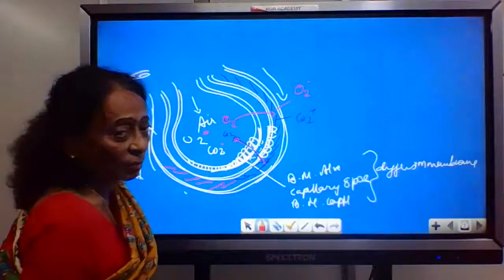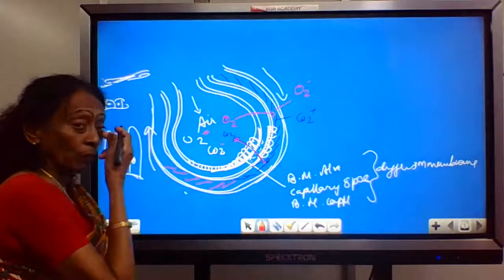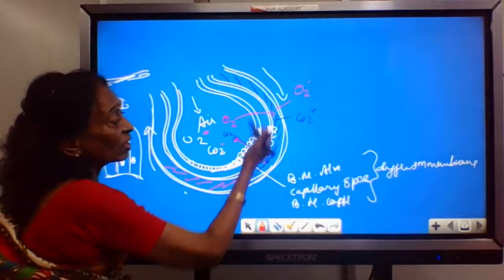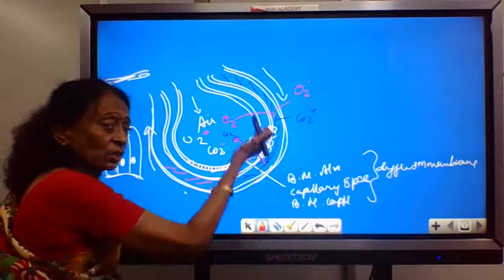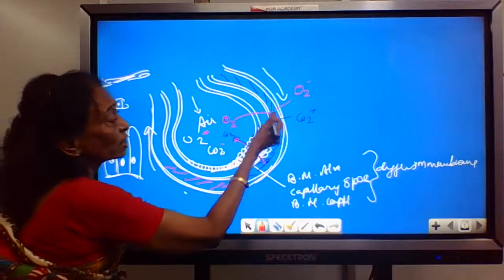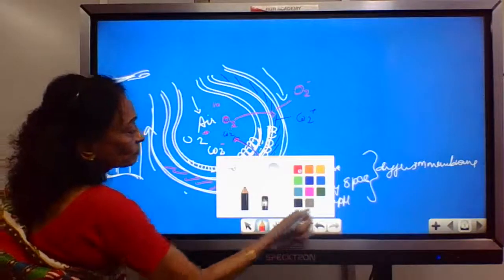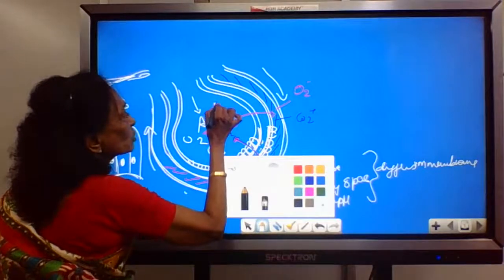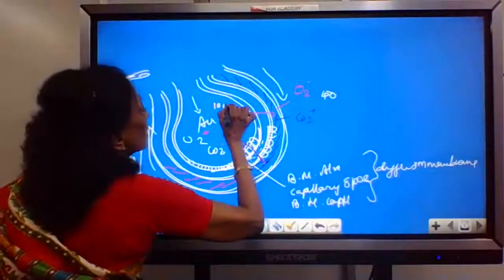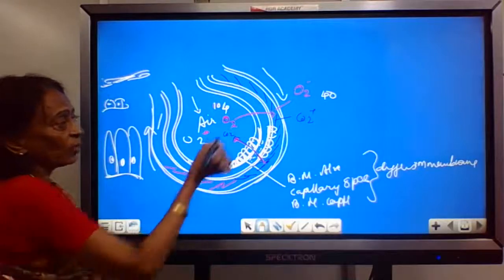This is the exchange between the alveoli and deoxygenated blood. Come back to your table. What is the amount of oxygen in the alveolar area? 104. CO2 is 40 because diffusion occurs. What is the oxygen concentration in deoxygenated blood? Only 40. Oxygen is 104 here and 40 here, so exchange occurs from 104 to 40. This 40 becomes 95 by the time it comes out here.